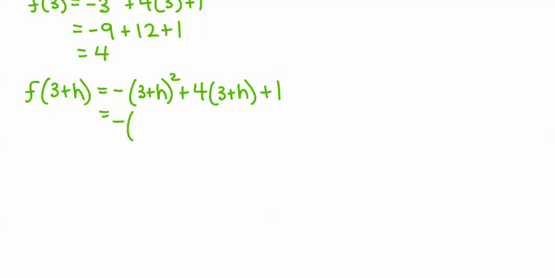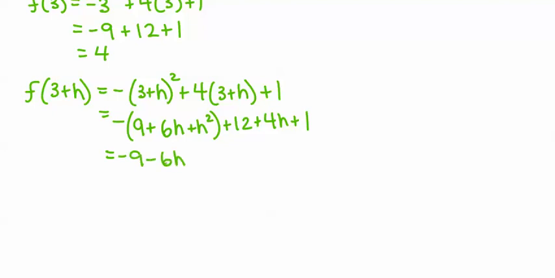So we got negative, so we're going to square this whole bracket. So it's like we have 3 plus h times 3 plus h, which is 9 plus 6h plus h squared, plus 12 plus 4h plus 1. So that's negative 9 minus 6h minus h squared plus 12 plus 4h plus 1. And if I simplify all of this, I get negative h squared, negative 6 plus 4, so negative 2h, 12, 13, plus 4.